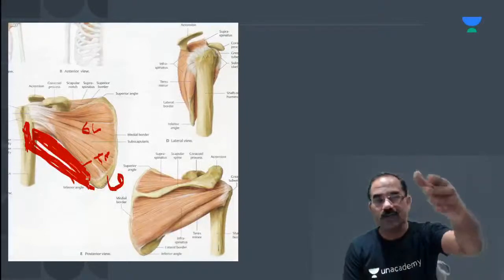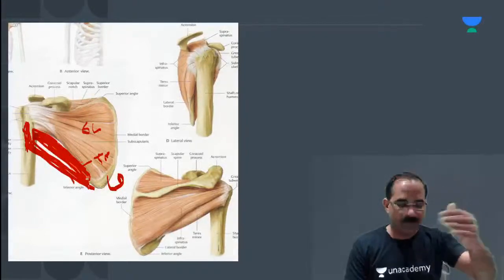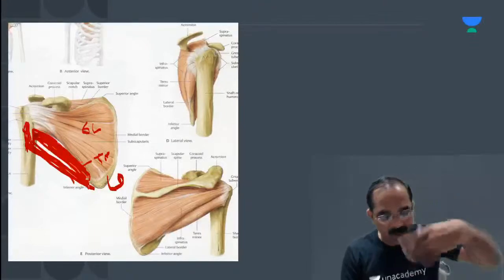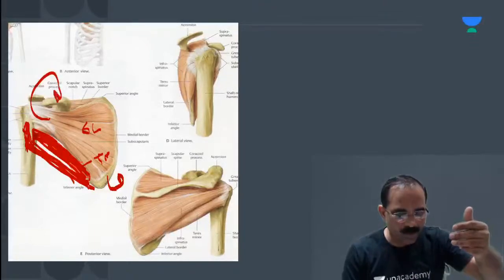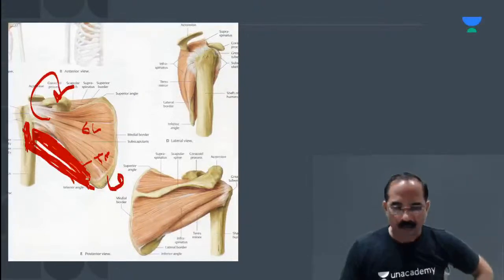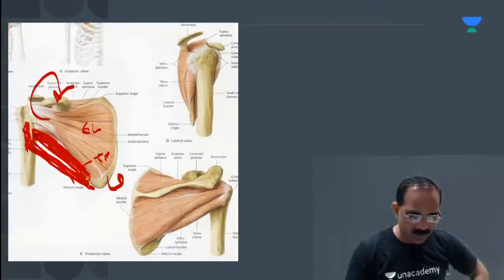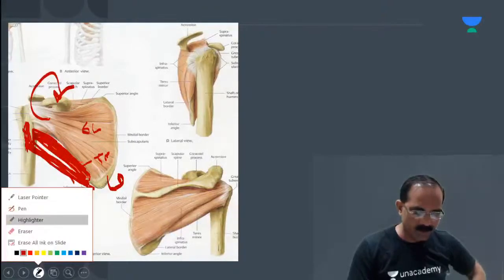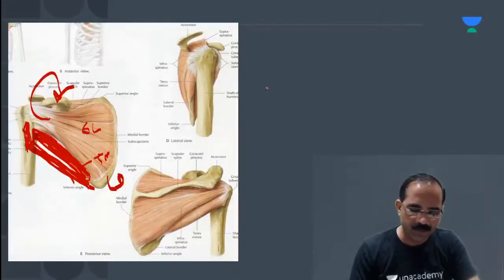Students, where is the infraspinatus in this? Infraspinatus kidhar hai isme? It's behind the subscapularis. Iske peeche hai. Behind the subscapularis is infraspinatus. I hope I'm clear. So what is the posterior wall of axilla formed by? This is extremely important.